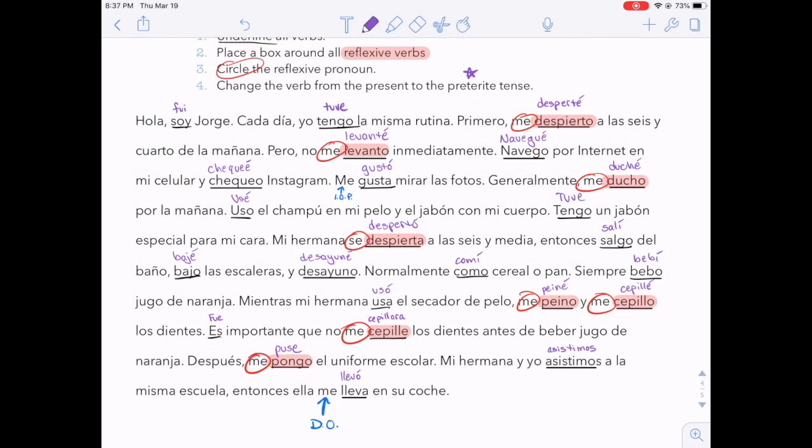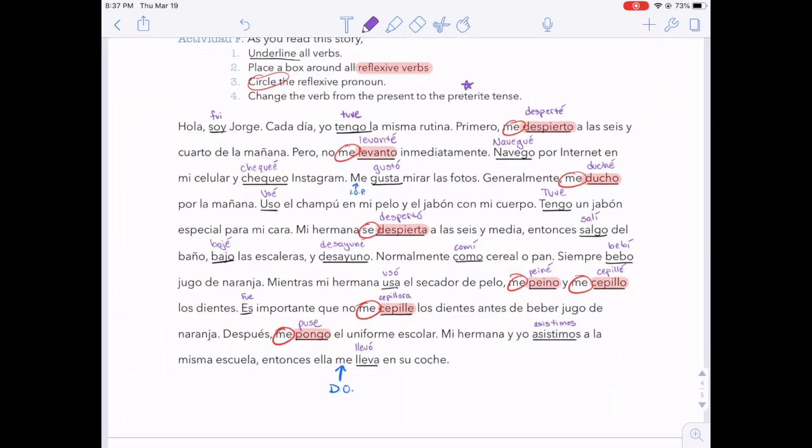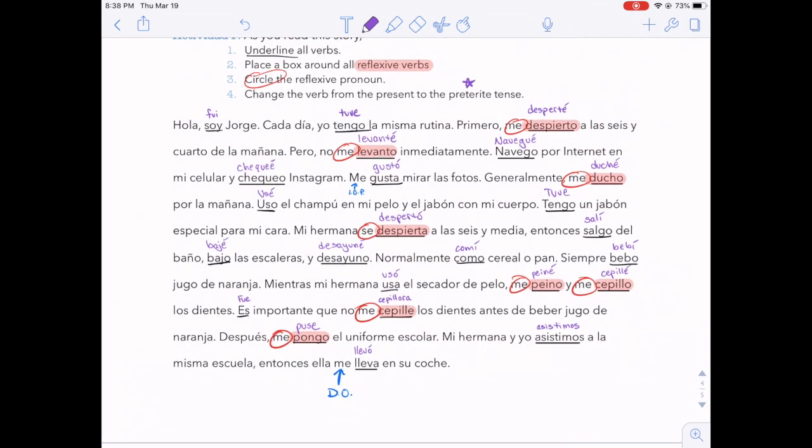Let's see how you did. We'll read this story together. Follow along as I read this in the past tense. Now for my heritage speakers, those of you who speak Spanish at home, a little bit of this story will sound a little bit clunky, and that's okay. Just bear with me. We'll talk about how to make it even better in the coming weeks.